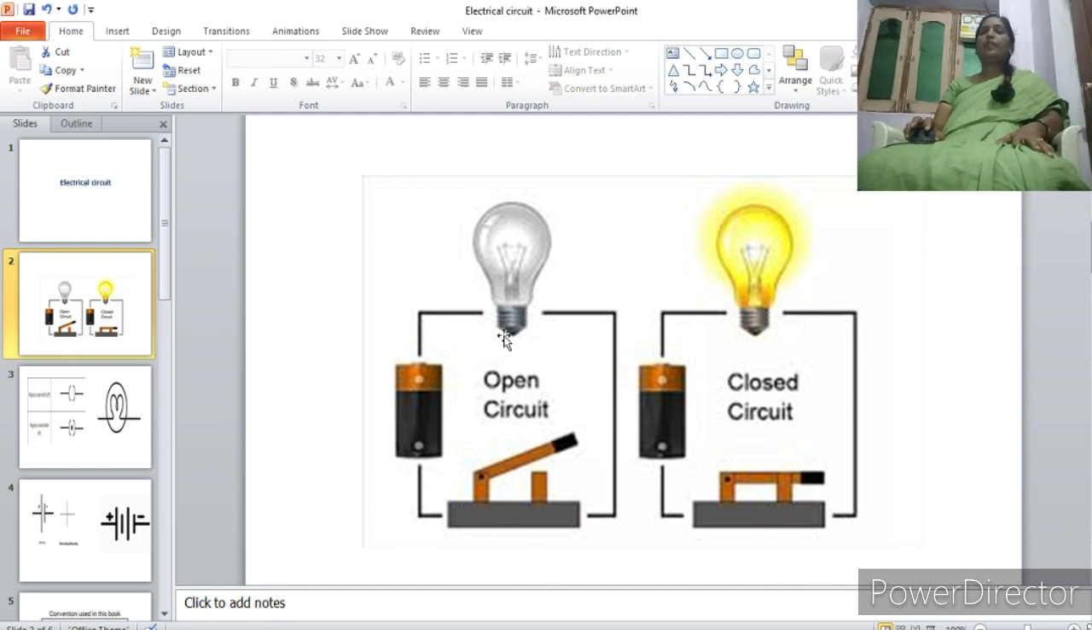And in tomorrow's class, we will understand what are the different parts present in an electric bulb. Okay. So thank you, children.